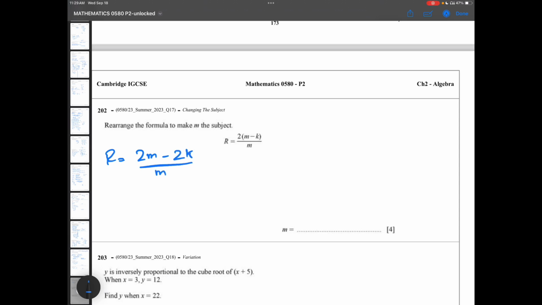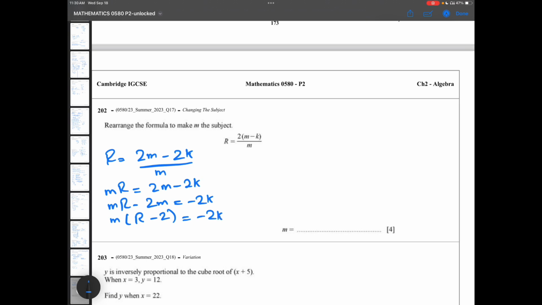So m is being divided over here. I will move it to the left side of the equation and it will be multiplied with r. I will get m into r is equal to 2m minus 2k. Now I will shift this 2m to the left side of the equation and I will get mr minus 2m is equal to minus 2k. Now I will be taking m common over here.